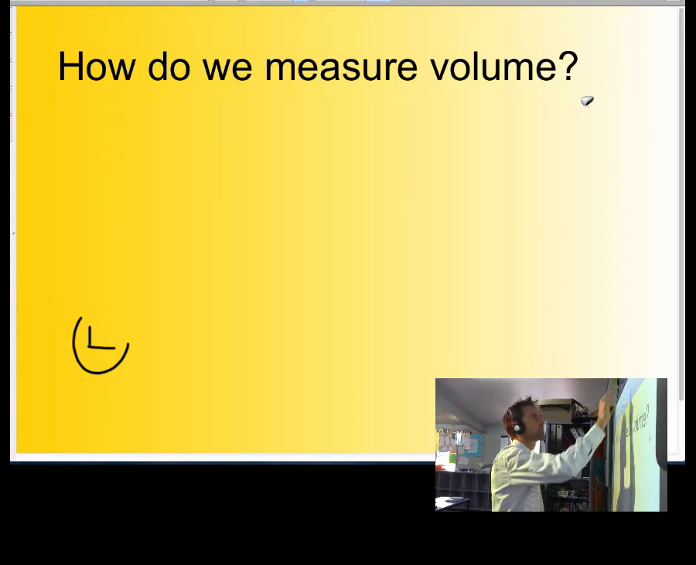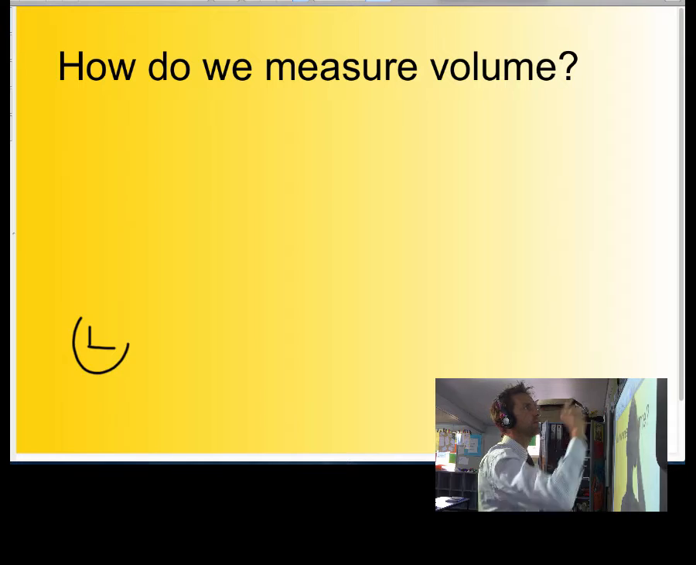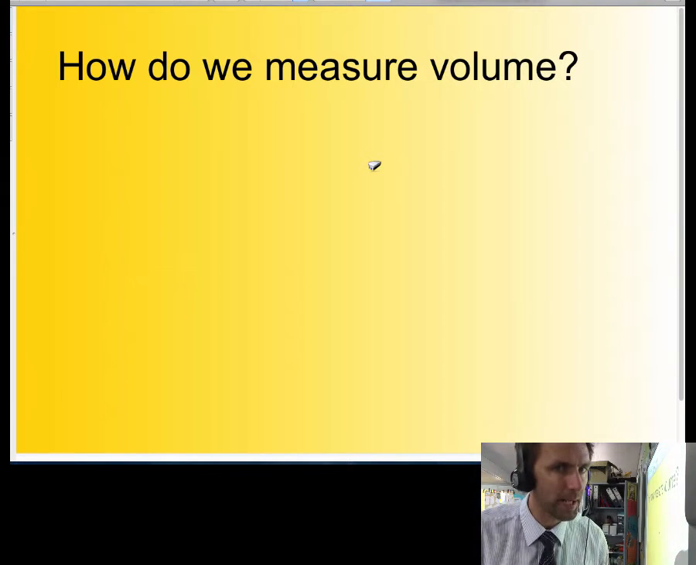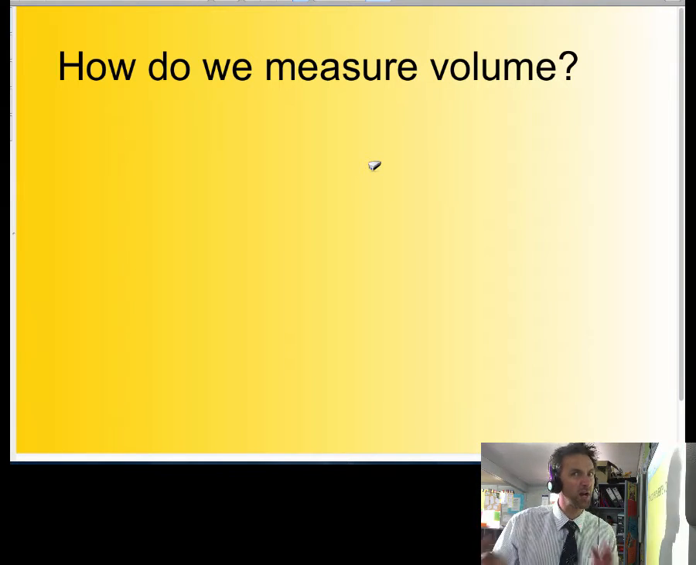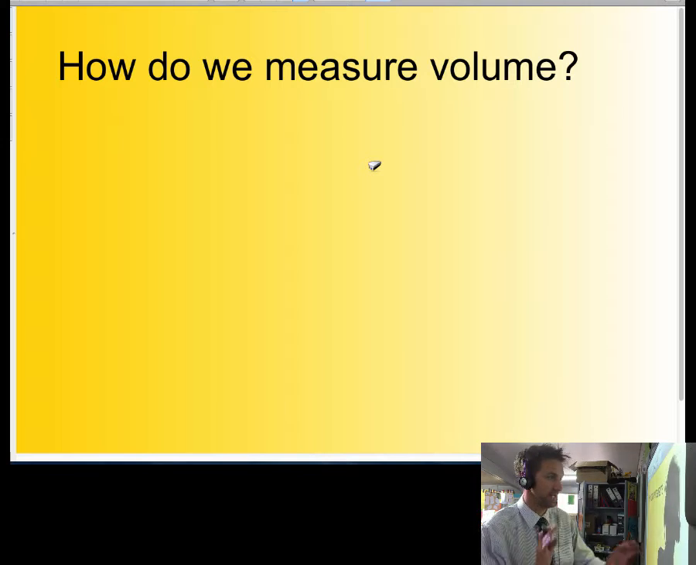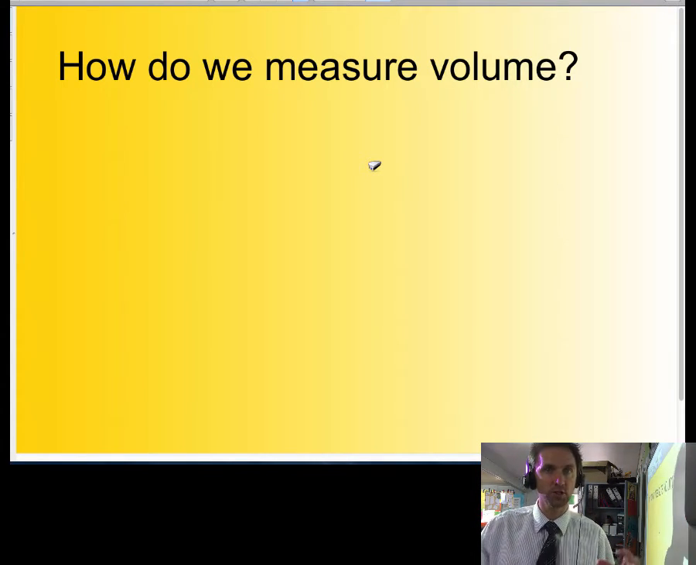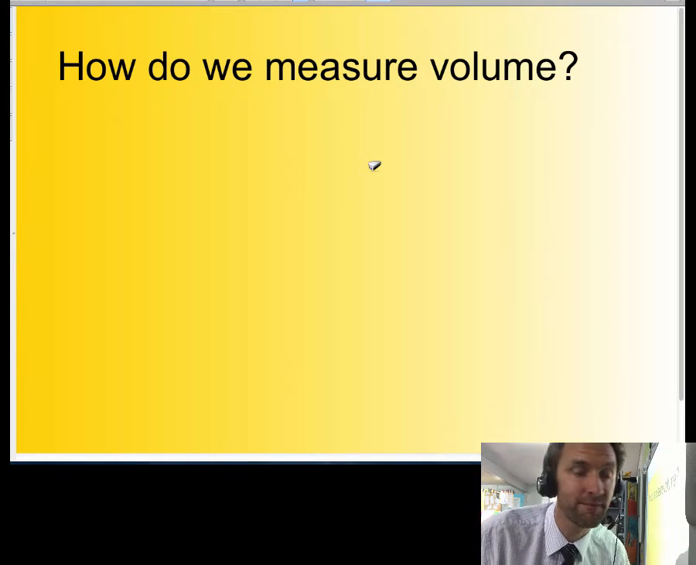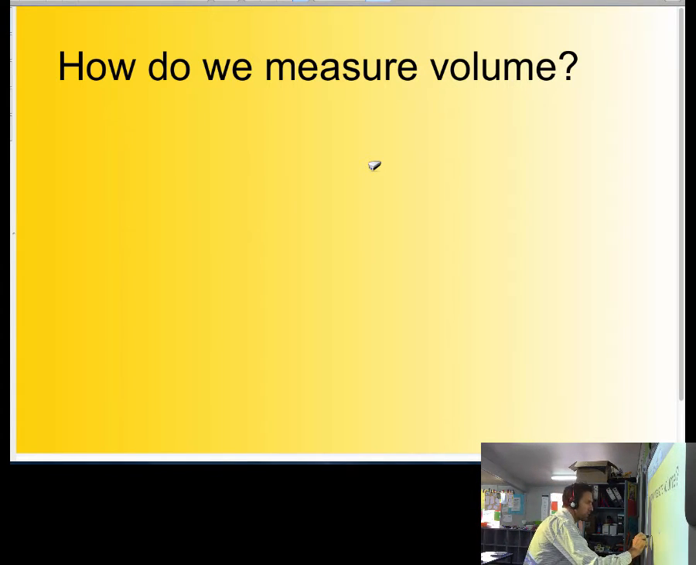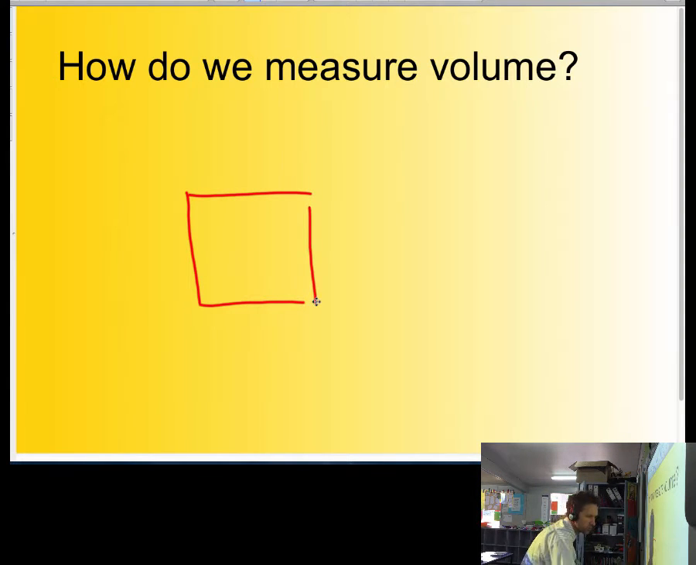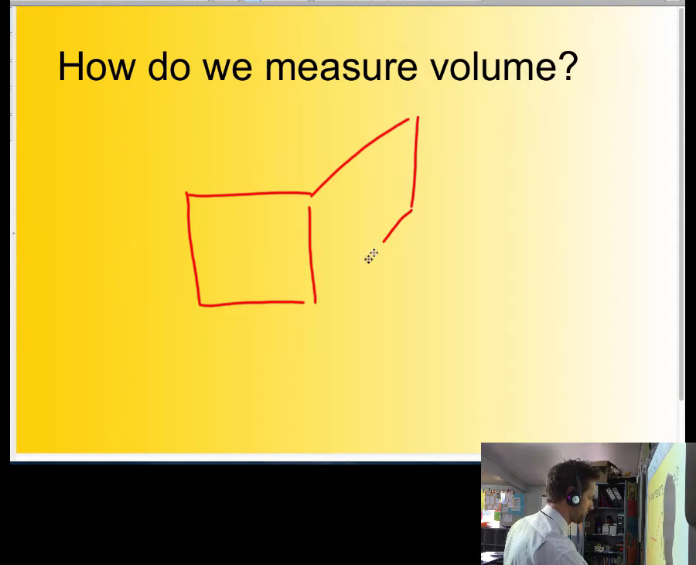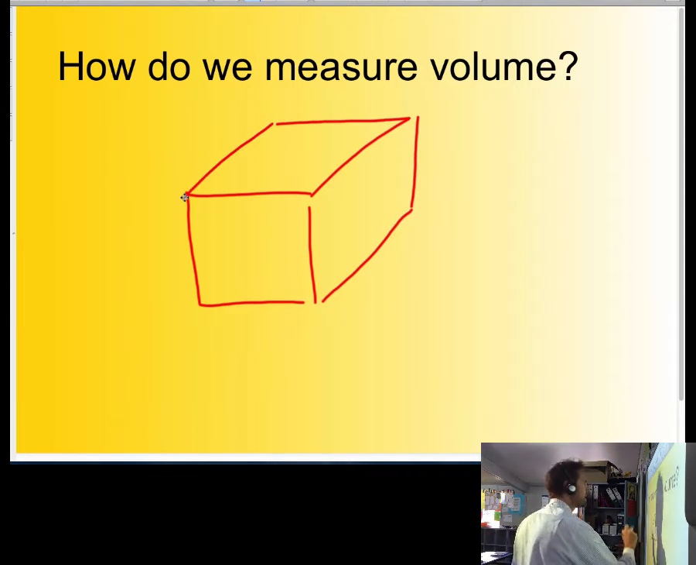But with volume, guys, it's a bit like area, but it's different. You've got a whole other dimension added. You've got space added. It's not just a flat surface anymore. It's a real object, something that you can feel. So when we look at volume, let's look at a rectangular prism. Okay, it's not quite a cube, is it?